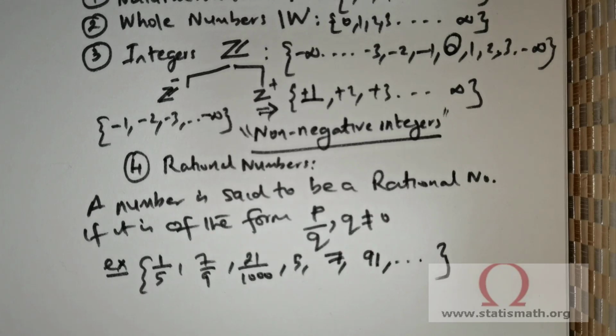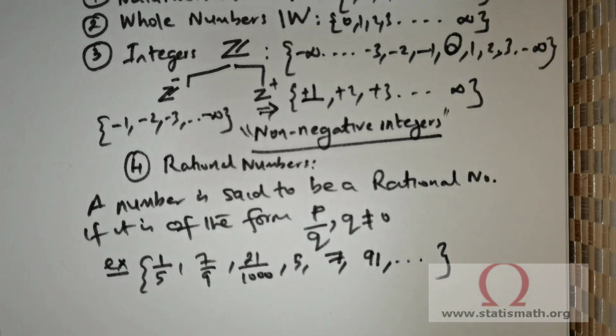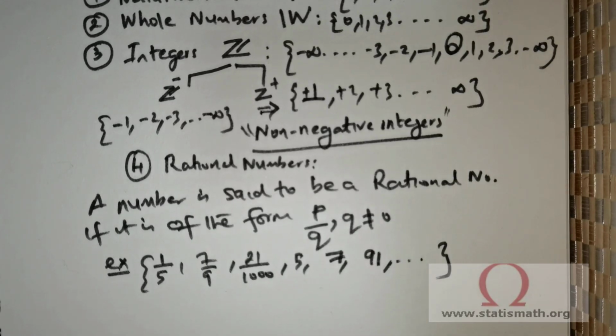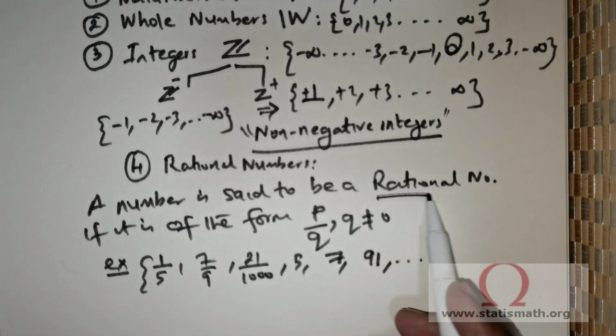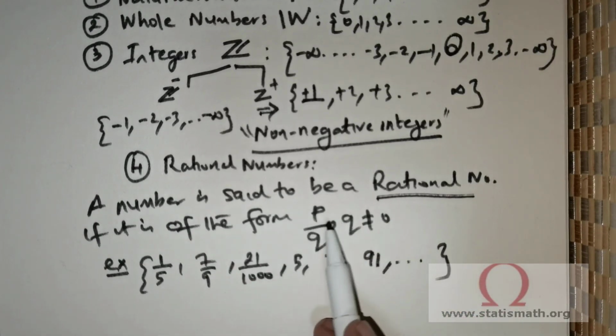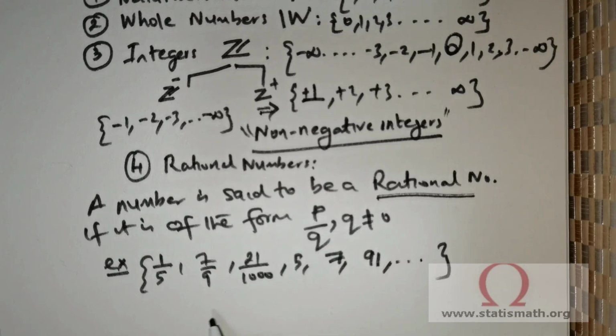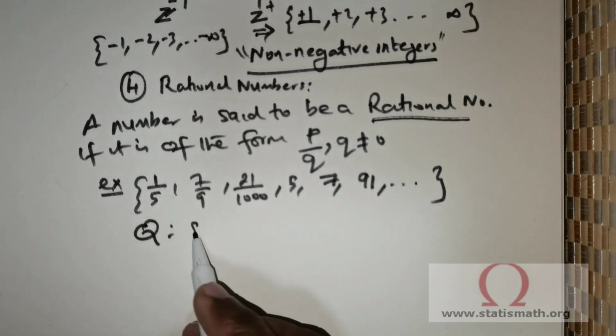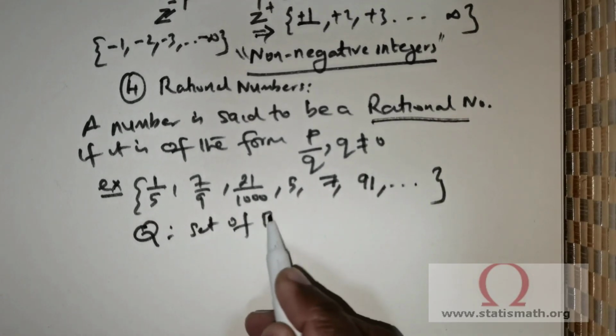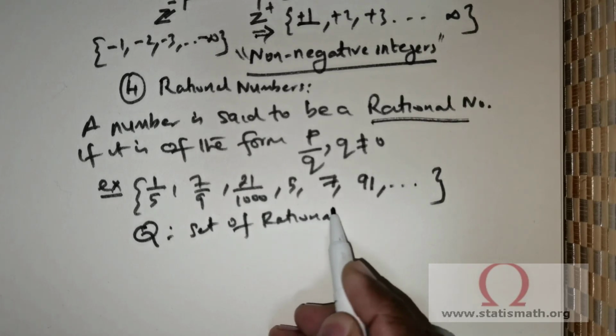Having given the definition of rational numbers, let us study irrational numbers. One noteworthy feature of a rational number is the representation in fraction form. Keep that in mind. And we use the letter Q to represent the set of rational numbers.